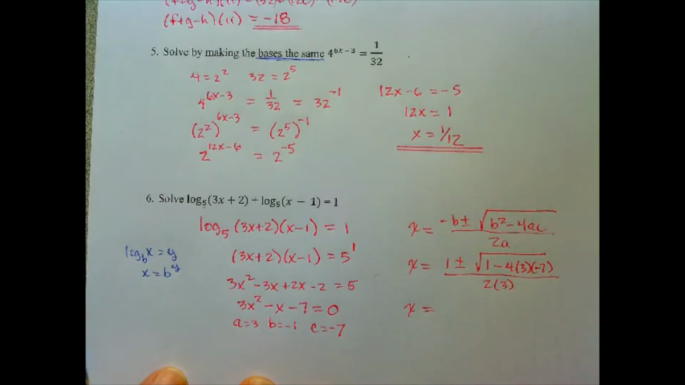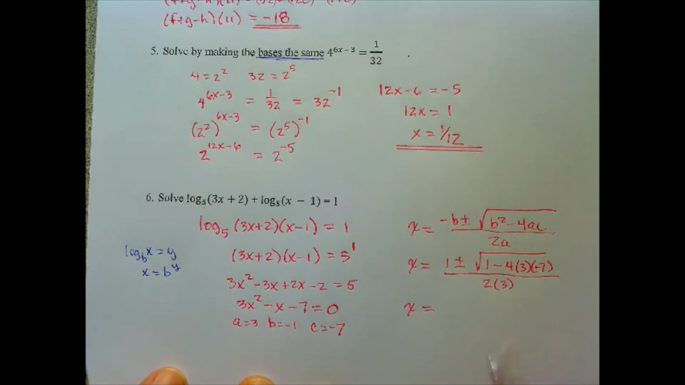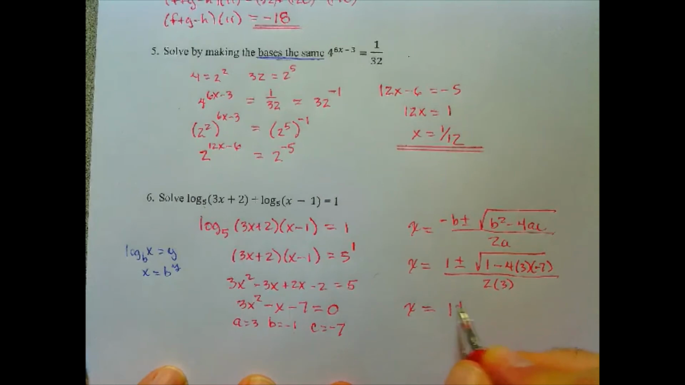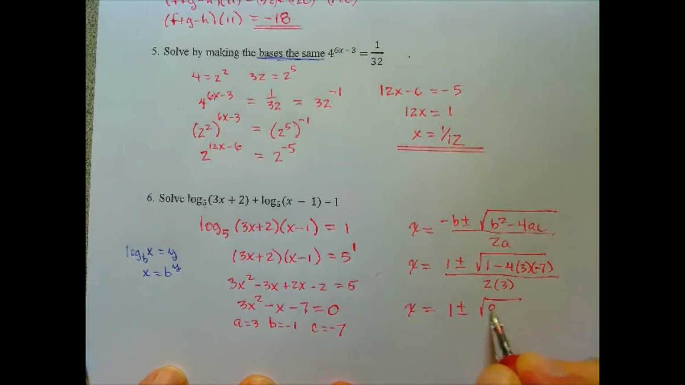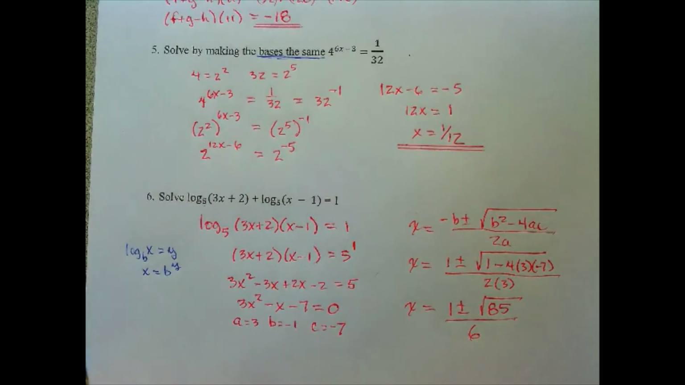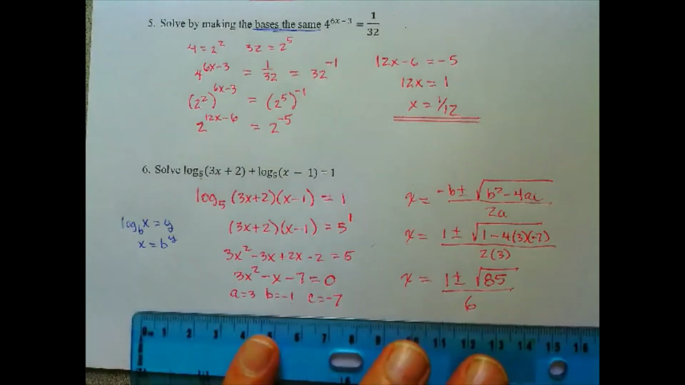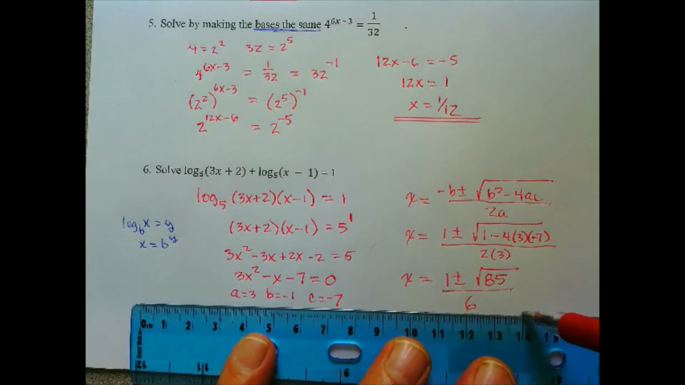Negative here means add. 4 times 3 is 12. 12 times 7 is 84. 1 and 84 gives me 85. And then it's all over 6. So there is our answer to this problem.